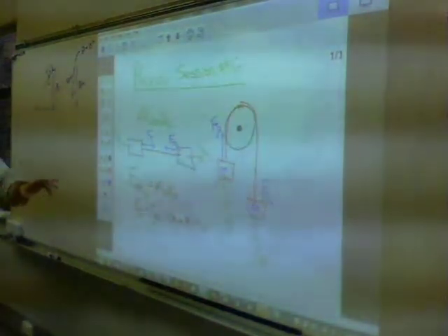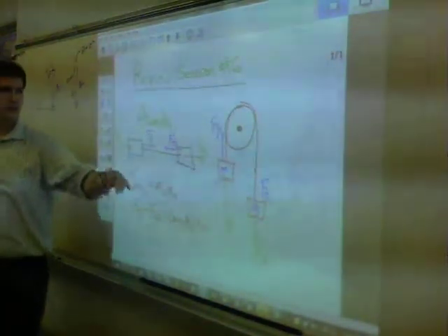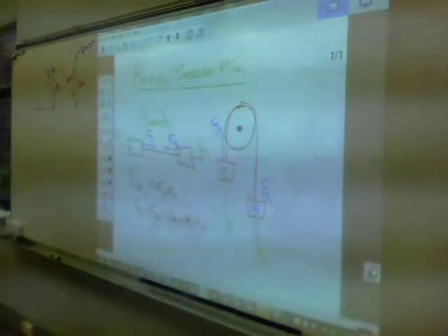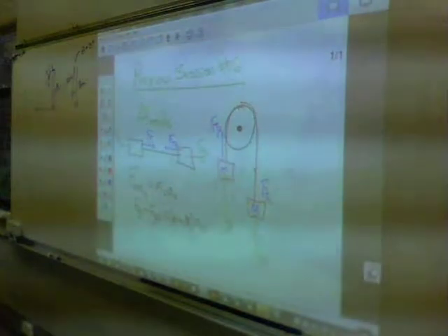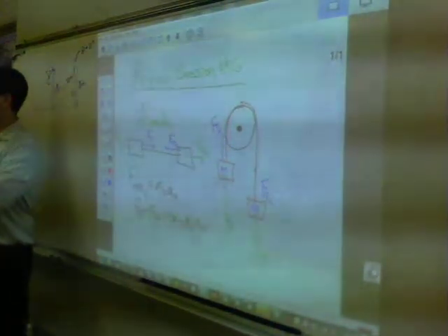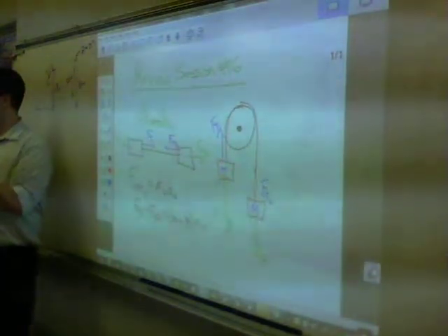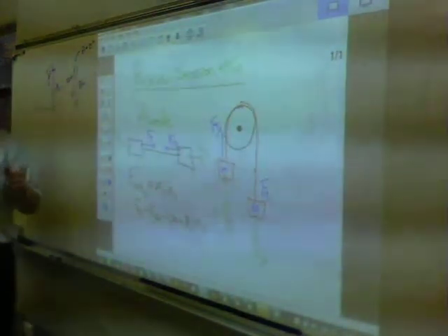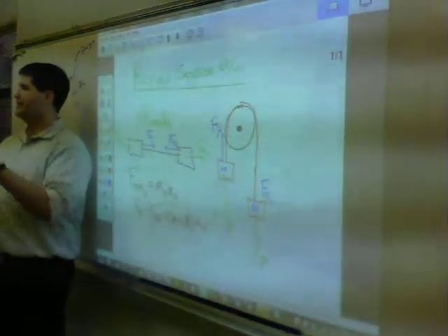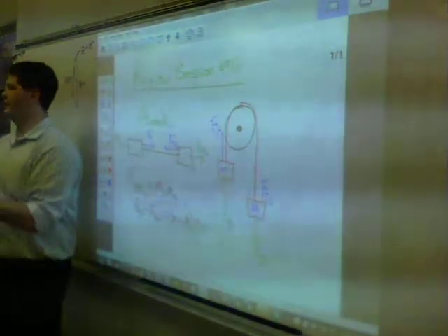Because you're assuming that FG1 is going to be bigger. And we're assuming it's going to be rotating, accelerating in the direction of FG1. Now, if you are not sure about it and you just pick one, and you find that your acceleration is negative, that just means that the other one was bigger. It's actually going in the opposite direction.